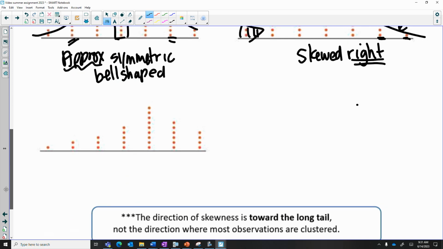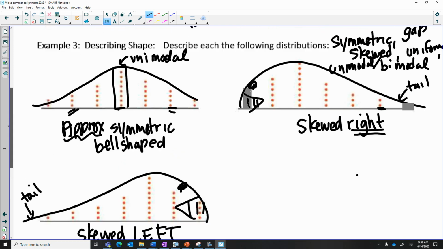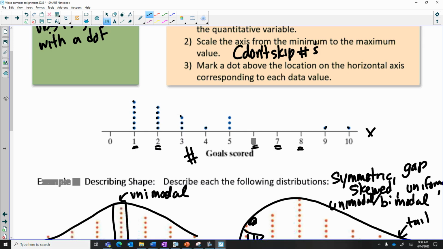This next one here, if you were to draw a tail, the tail is on the left. So if this were a whale or a fish with a tail, the tail would be on the left. So this is skewed left. This actually means that most of the observations are on the right, but the tail is on the left. So if you go back to this question here, you should see that there is a way longer tail on the right-hand side, and thus this is skewed to the right.